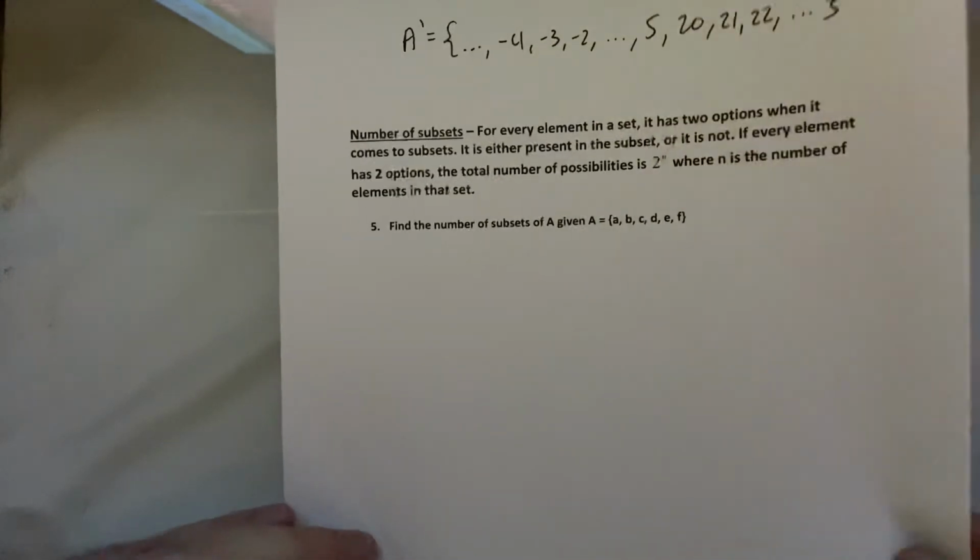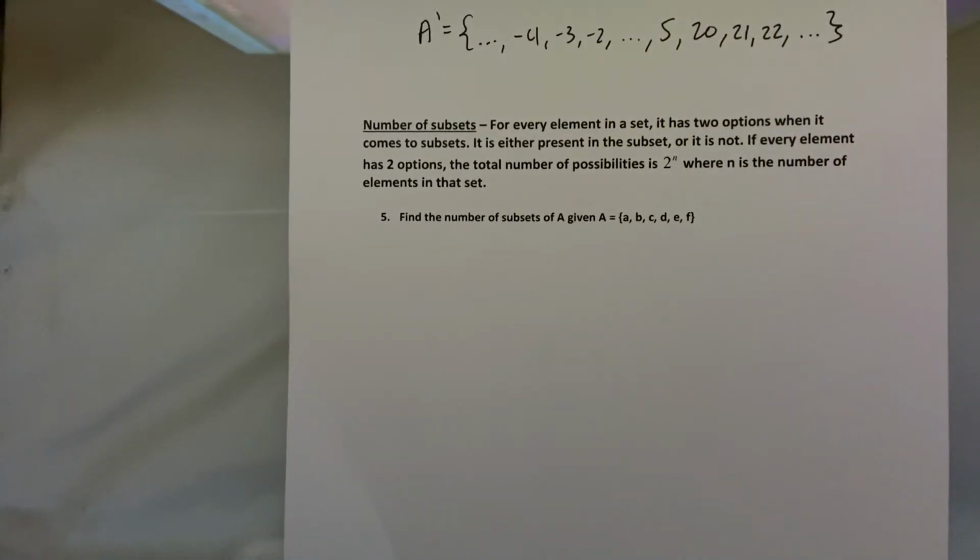Now, lastly, in 8.1, you'll have the number of subsets. You can think about it this way: if you look at each element individually, it's either in the set or it's not, which is 2 options, which means the total number of subsets is 2 to the n, where n is the number of elements in that set.